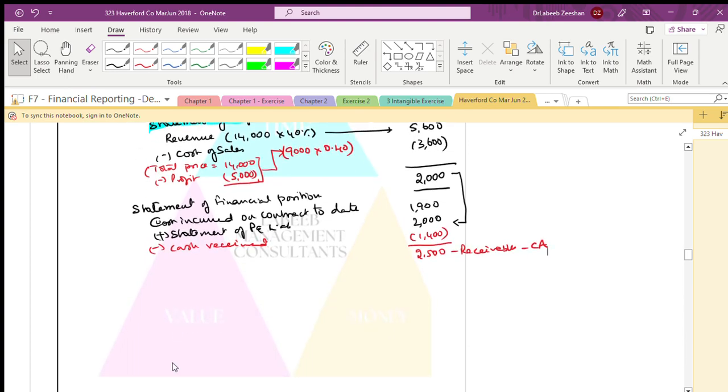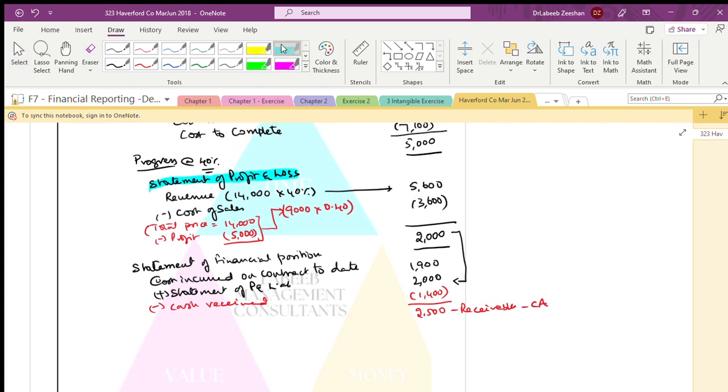Is it okay? Now, how much do you have to record as revenue? You have to record it as revenue. This is the revenue, 5,600. 3,600 is the cost of sales. How much profit are you going to have? Profit is 2 million. We are taking this in thousands. Don't get confused on this. It is in thousands.